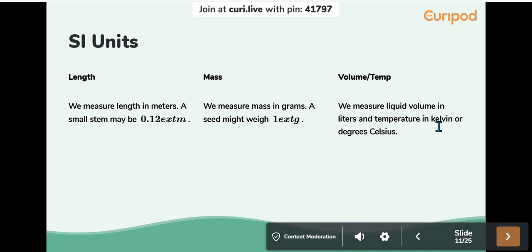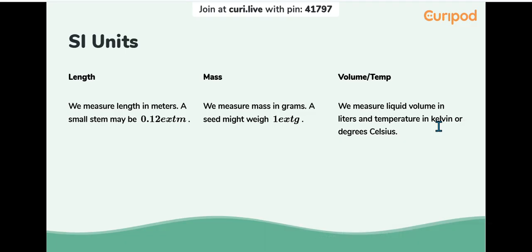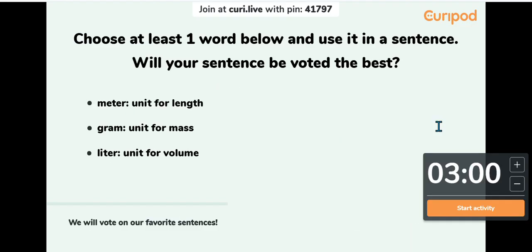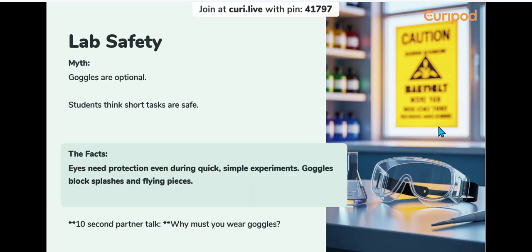So we're going to measure the length. We measure length in centimeters. A small stem may be 12 centimeters. We measure mass in grams. A seed might weigh some number of grams. Volume and temperature. We measure liquid volume in liters and temperature in Kelvin or degrees Celsius. Okay, so you can choose one word below and use it in a sentence.